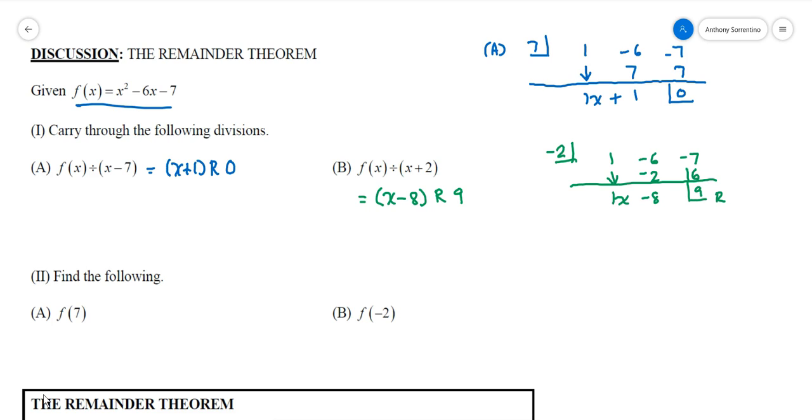But let's see what happens now. What if I just did f of 7? Notice that 7 is the 0 that becomes this factor. If I do f of 7, I'm going to have 7 squared minus 6 times 7 plus 7, which is 49 minus 42 plus 7, which equals 14.